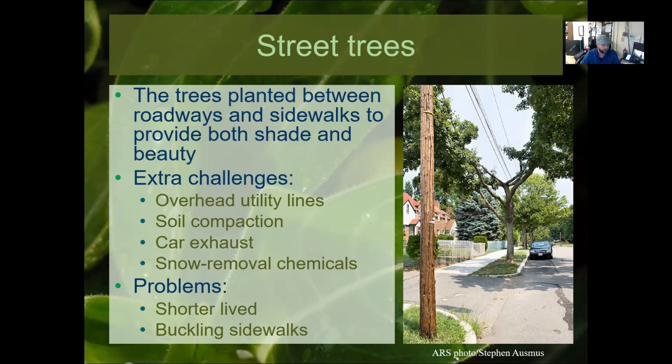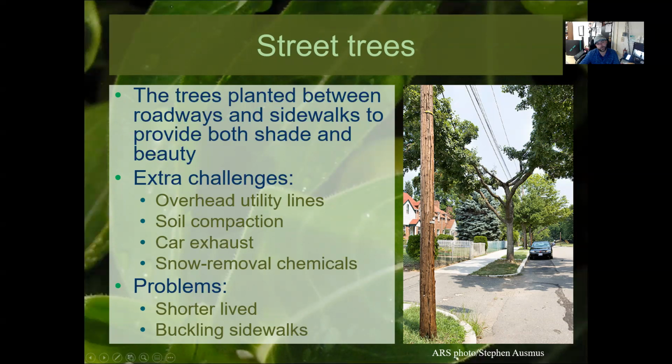Some problems here: they're shorter lived and they buckle sidewalks. Anytime you use a live plant, those roots are going to want to grow somewhere. So sometimes they'll knock out sidewalks, especially with the expansion of the trunk as well. And their lives are a little bit shorter. As you can see here on the picture on the right, you have a tree that's getting pretty thick here. It's probably going to start knocking out some of these curbs and sidewalks soon.